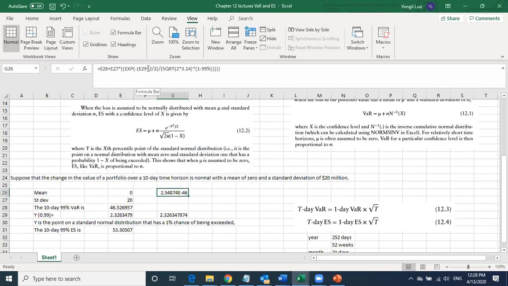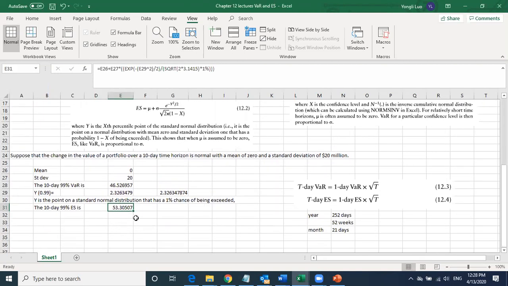So be very careful. This one is very easy to get something wrong. So this is the correct formula. I want to upload this one so you can check the correct formula for expected shortfall. I did this for you, and I will upload this file on Blackboard.